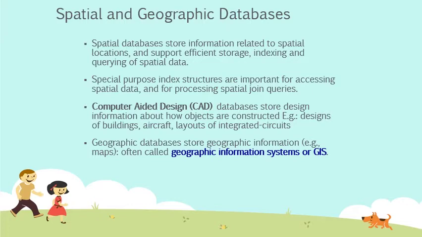Two types of spatial data are particularly important. First one is the computer-aided design or CAD data, which include spatial information about how objects such as buildings or vehicles are constructed. Other important examples of computer-aided design databases are integrated circuit and electronic device layouts.